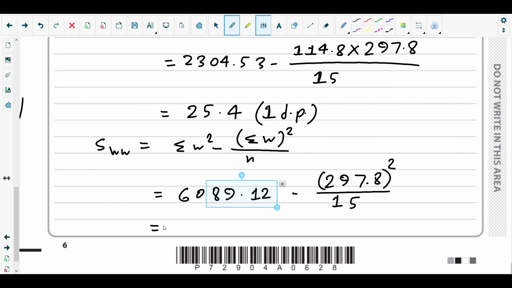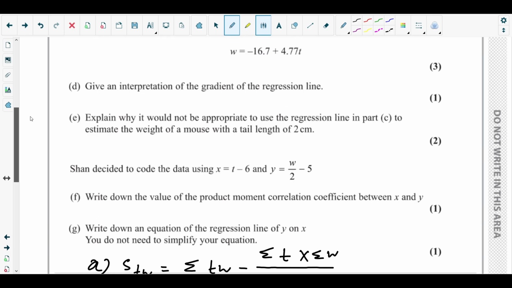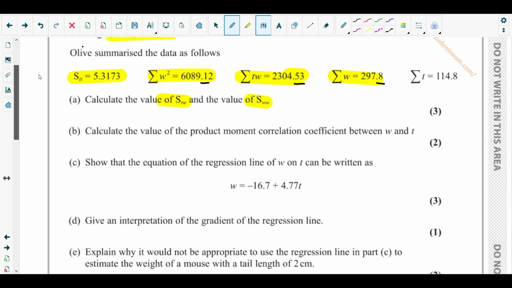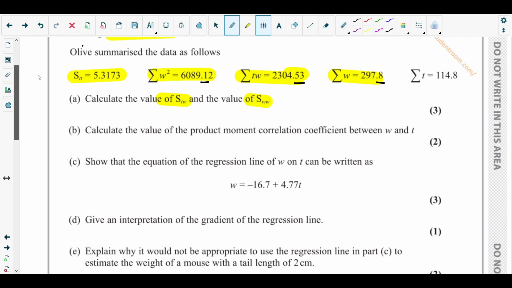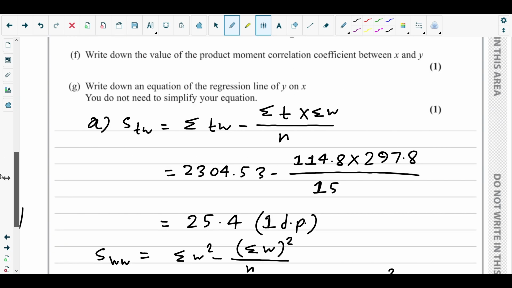297.8 whole squared over 15, then 6089.12 minus the answer. So it gives you 176.79 something. As the summary statistic, they gave the value minimum, it is 1 decimal place, right? So let's round to 1 decimal place.